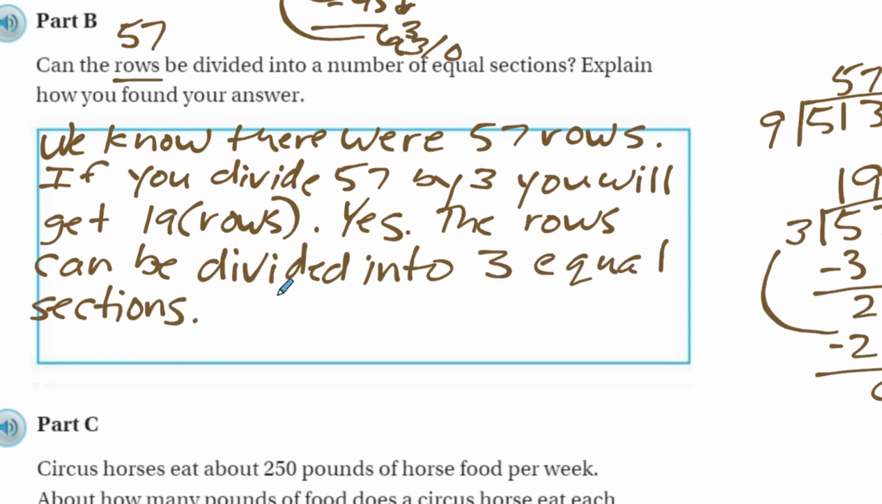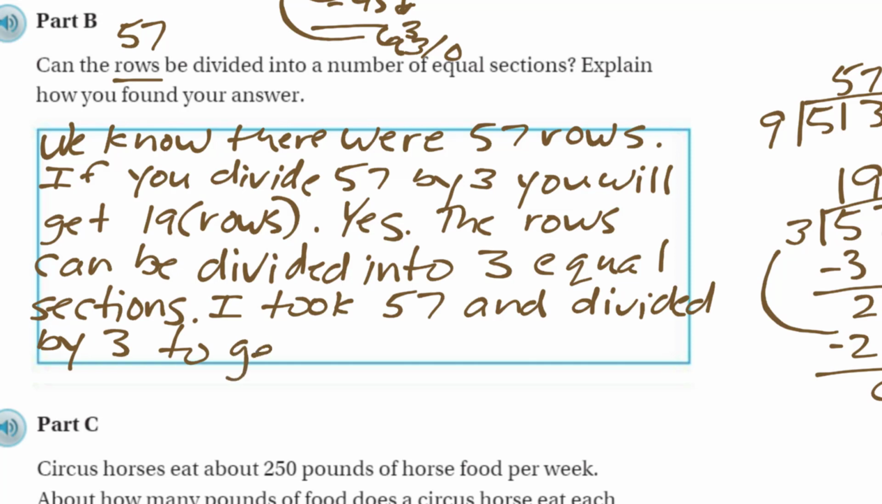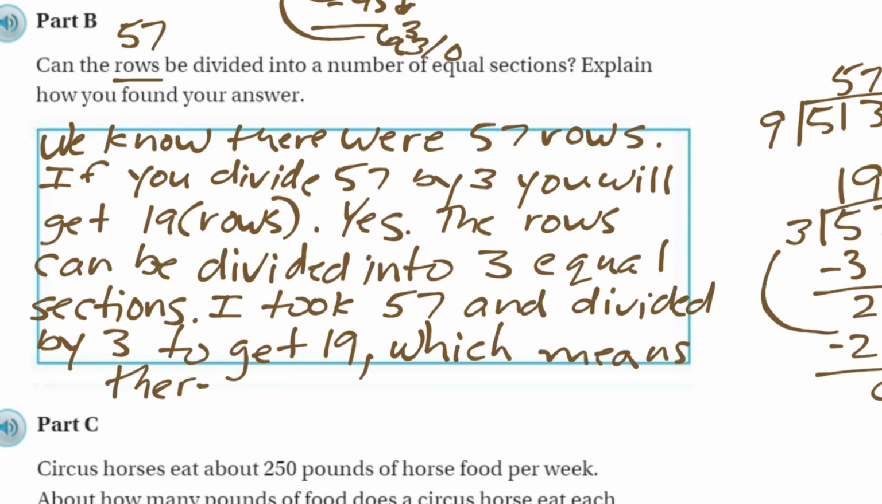Explain how you found your answer. Well, I took 57 and divided by 3 to get 19, which means, I'm just going to add this on the end, there was no remainder. Woo, what a problem.